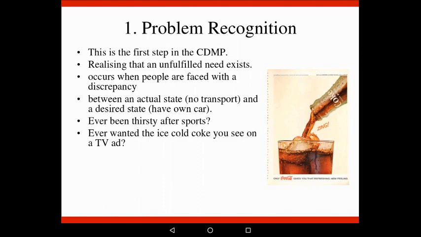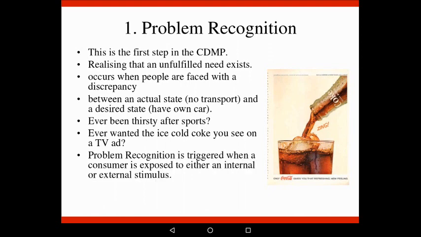Here's another question. Have you ever wanted an ice-cold Coke that you see on a TV ad? Like, if you're looking at that image right there now, that advert on the right-hand side of Coke, does it give you the desire to want to drink a Coke? Can you taste Coke in your mouth? A cold, ice-cold Coke? Maybe you can.